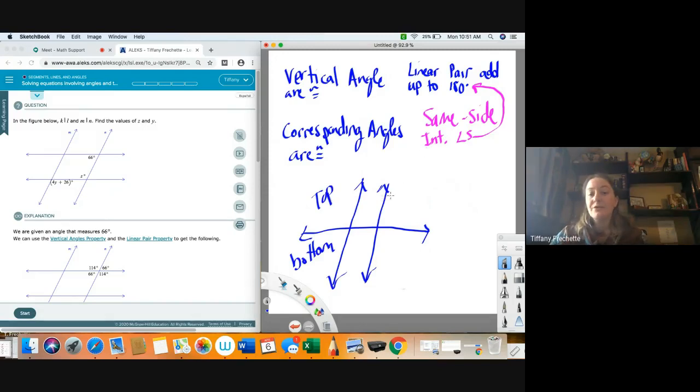Interior refers to the parallel lines. So interior means that it's in between the lines like this. So down here, this is also interior because the lines go like this. So anything in between these lines. Exterior means that it's not in between. So it's out here. So this is exterior. This is exterior, exterior, exterior.